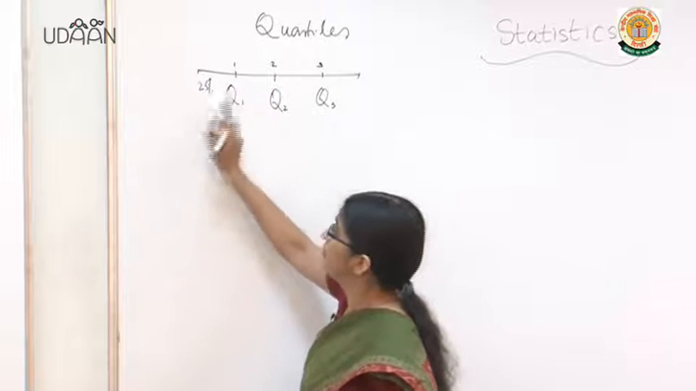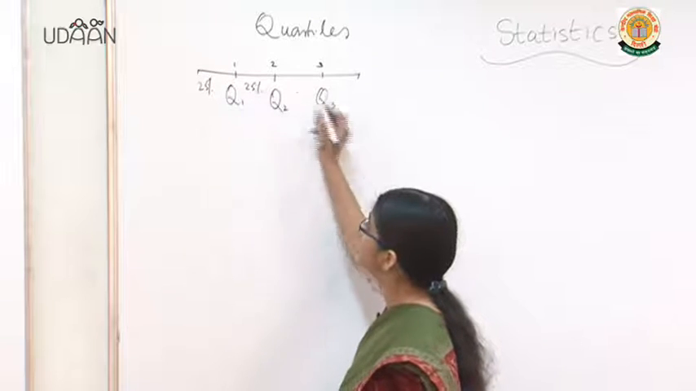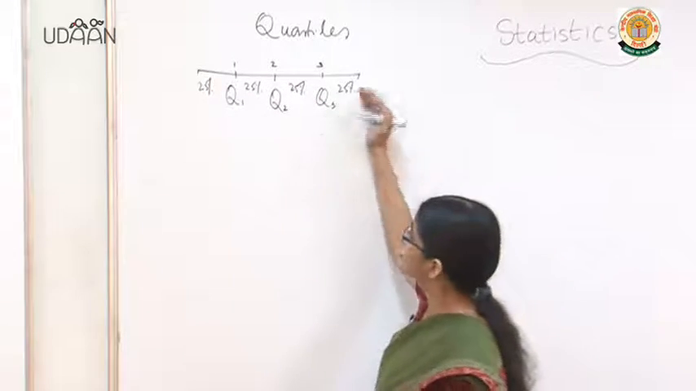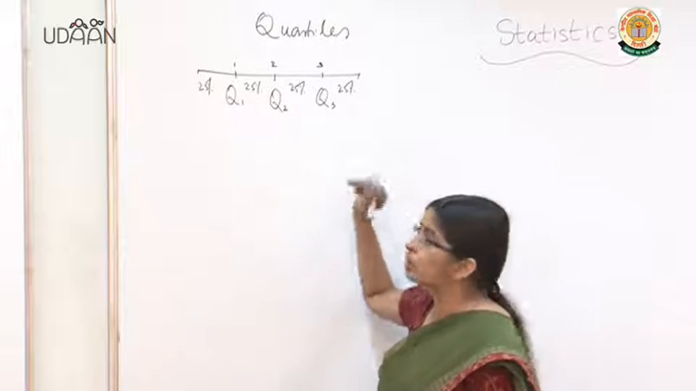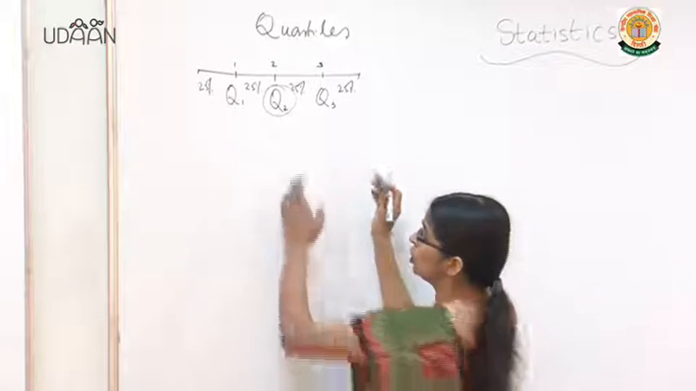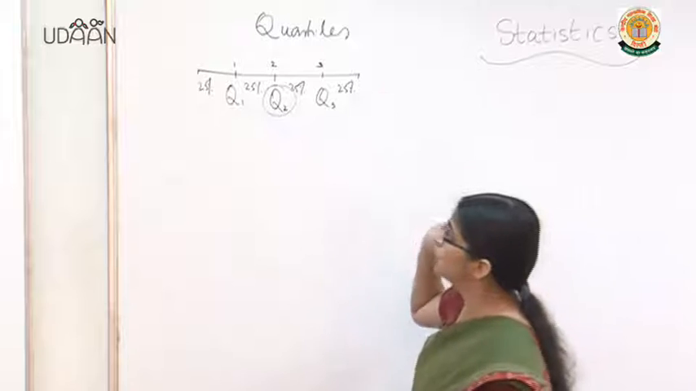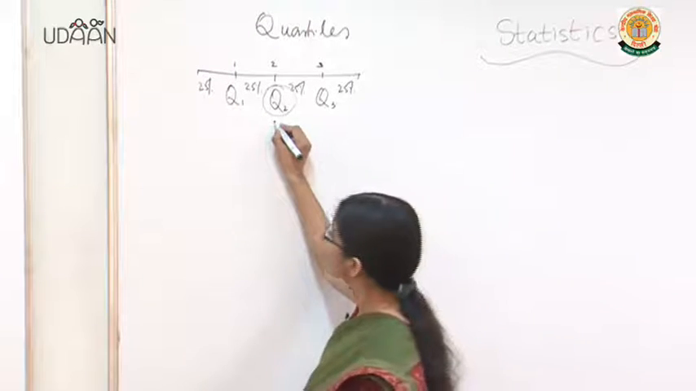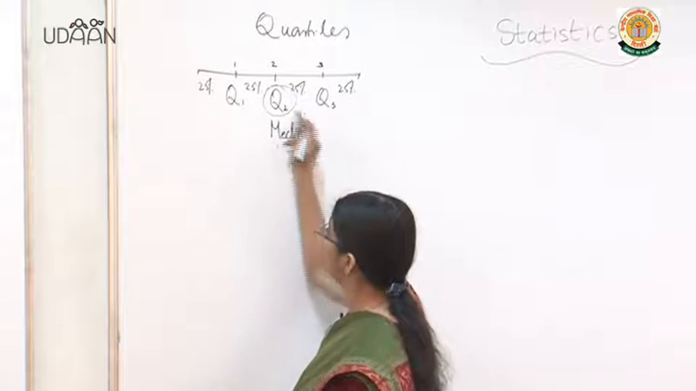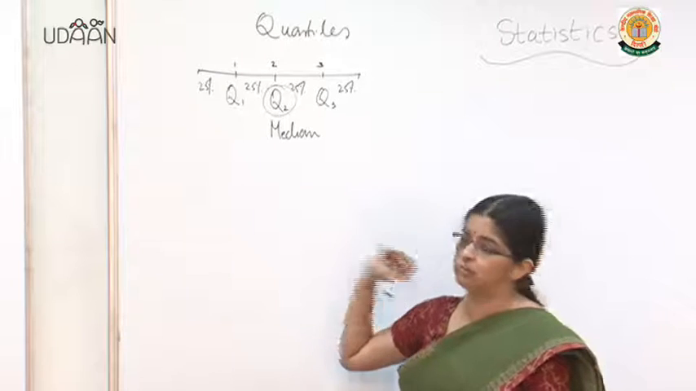25% of the observation will be less than Q1, and 25% between Q1 and Q2, and 25% between Q2 and Q3, and remaining 25% will be more than or equal to Q3. अब आप बता सकते हो what this Q2 will be? देखो Q2 के left side we have 50%, towards the right of Q2 we have 50%. So Q2 is nothing but the median. Q2 is the second quartile. It is nothing but median of the observation.